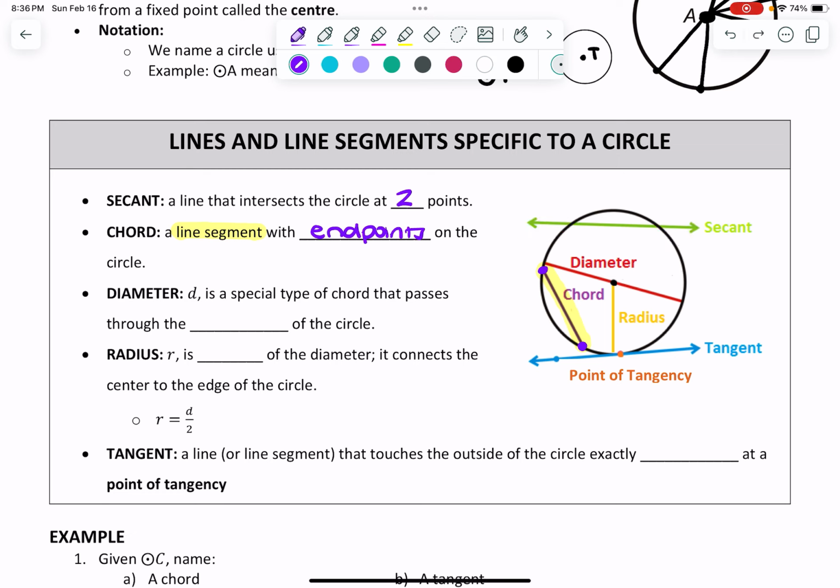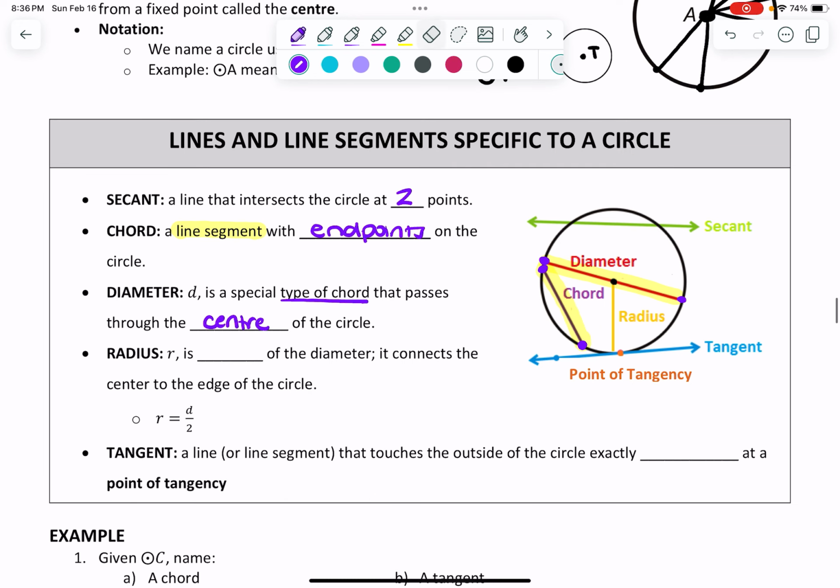A diameter is actually a type of chord. It's unique because it also passes through the center of the circle. So a diameter is a chord. It does, in fact, exist as a line segment with endpoints on the circle itself. But this type of chord passes right through the center.